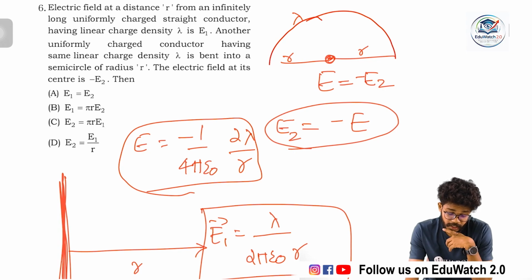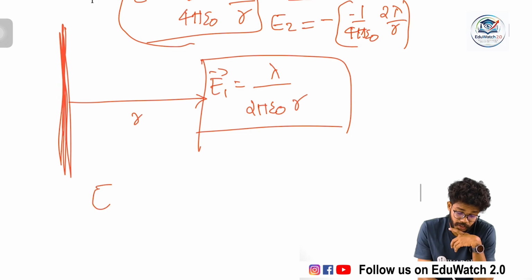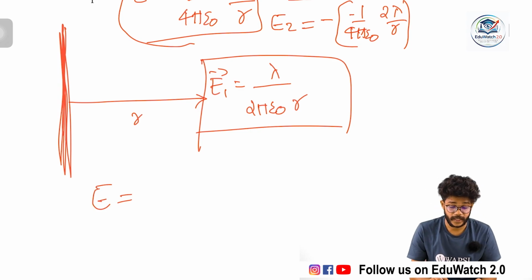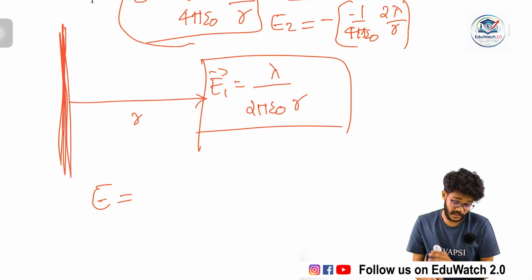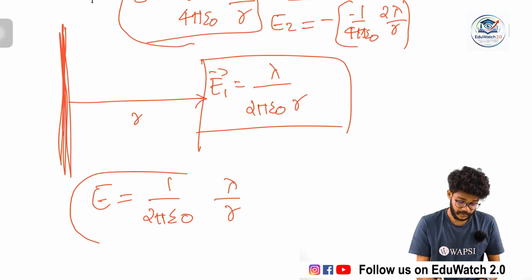So how can we connect? What's the value of E2? E2 is minus of this E, minus 1 by 4 pi epsilon 0 into 2 lambda by r. So we can cut a 2 from both, and 1 by 2 pi epsilon 0 and the minus cancel each other. So E2 is 1 by 2 pi epsilon 0 into lambda by r.